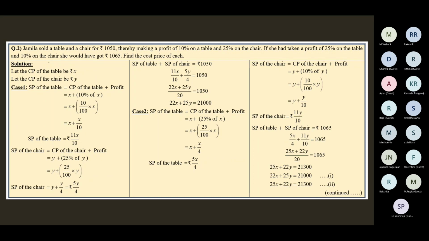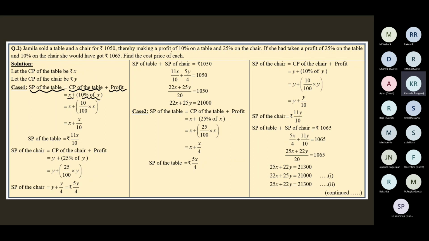Yeah, children. So let the CP of the table be X and the chair be Y. How do you find the selling price of the table? CP of the table plus the profit. Follow me. Don't go ahead. SP of the table is equal to CP of the table plus the profit. What is the CP of the table? X. What's the profit? 10% of X.